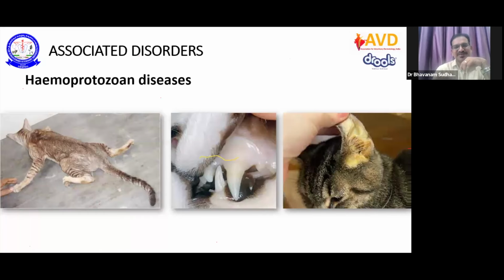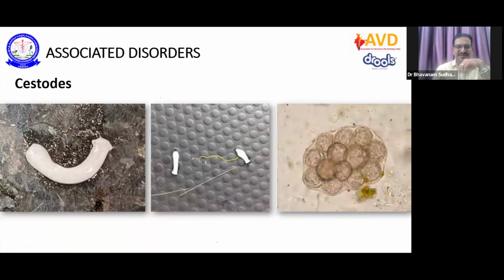Next one, some other associated disease conditions also can be possible when there is a presence of external parasites, including hemoprotozoan diseases, Cytauxzoon felis, hemobartonellosis, where we are going to see development of neurological signs, pale gums and icteric mucous membranes. When you see these three signs along with some external parasites, you have to suspect there is a secondary infection.